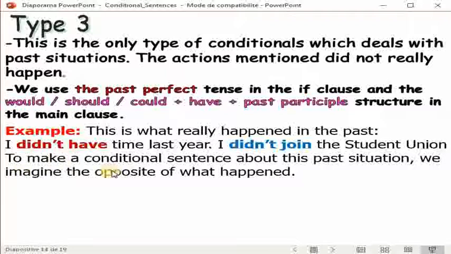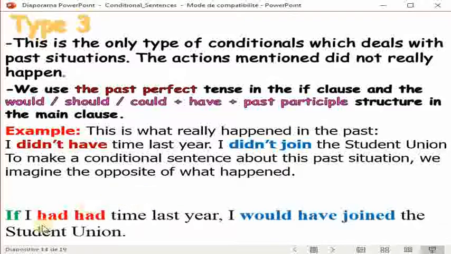So to make a conditional sentence about this past situation we imagine the opposite of what happened.